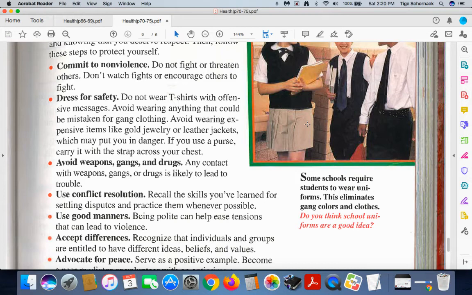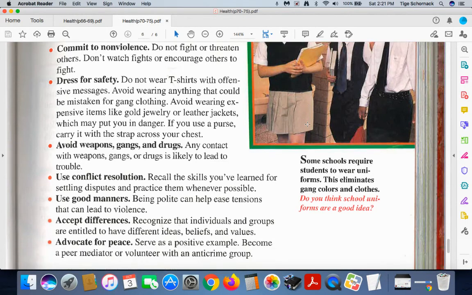Use conflict resolution. Recall the skills that you've learned for settling disputes and practice them whenever possible. Use good manners. Being polite can help ease tensions that can lead to violence. Again, that's part of conflict resolution. And this comes back to communication, both verbal and nonverbal. Speaking properly to someone will probably resolve a situation, not raising your voice, using I-messages, not using threatening language or body language. Good.